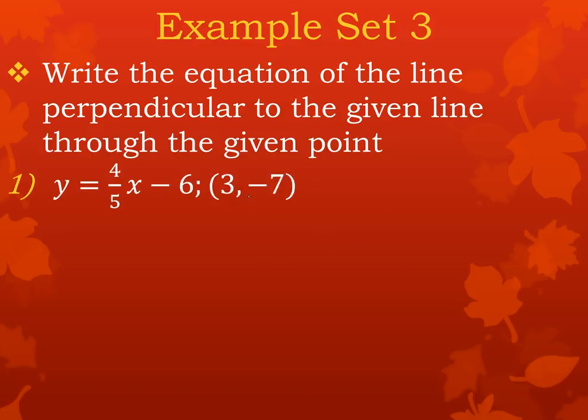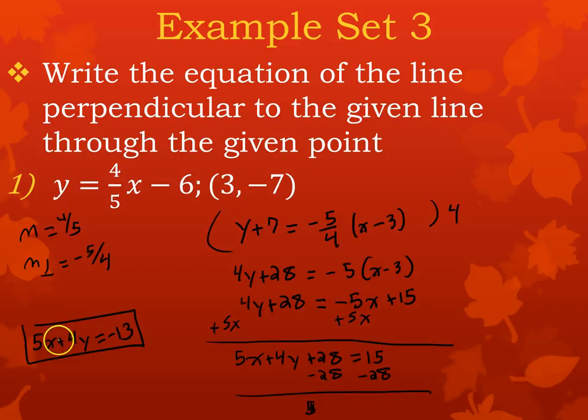One more. So we have y equals 4/5 of x minus 6. The point is 3, negative 7. So again, on your own, go ahead and work out what your slope is going to be for this problem, and then plug it in with the appropriate point to get the equation you want. Go ahead and pause the video while you work that out. Okay, and this should be your final answer. 5x plus 4y equals negative 13 in standard form because our slope did not go into the whole number 3 nicely. That's why we multiply everything by 4 to clear out the fraction, and then we solved our equation.